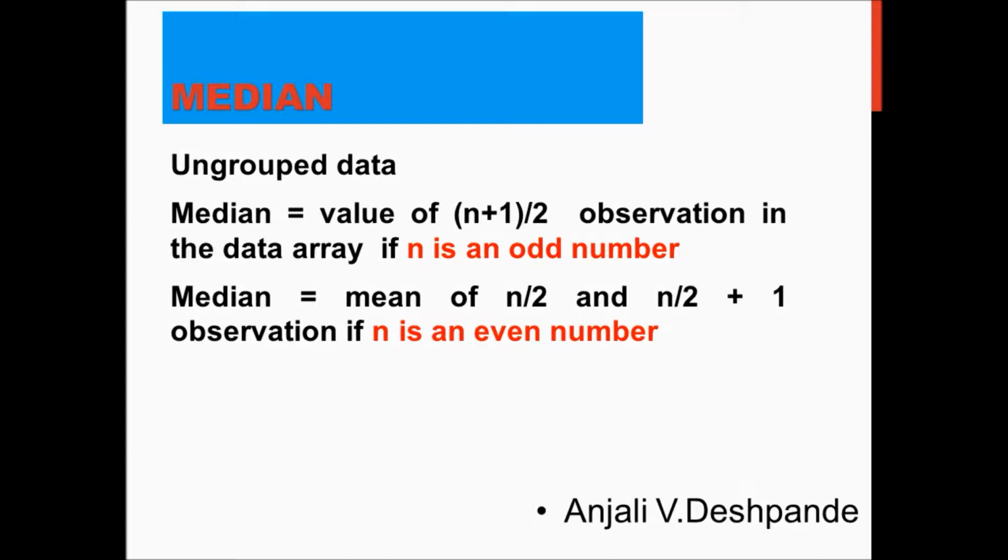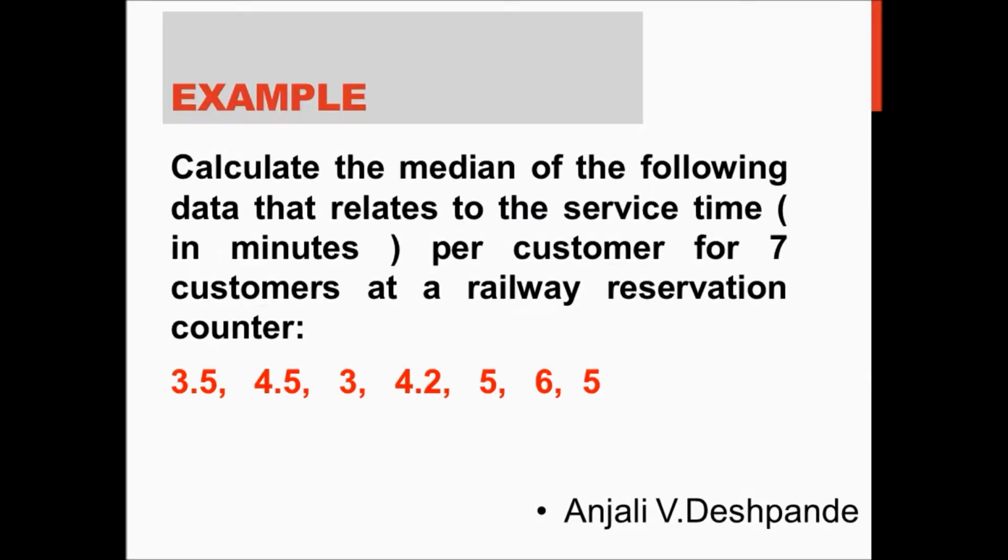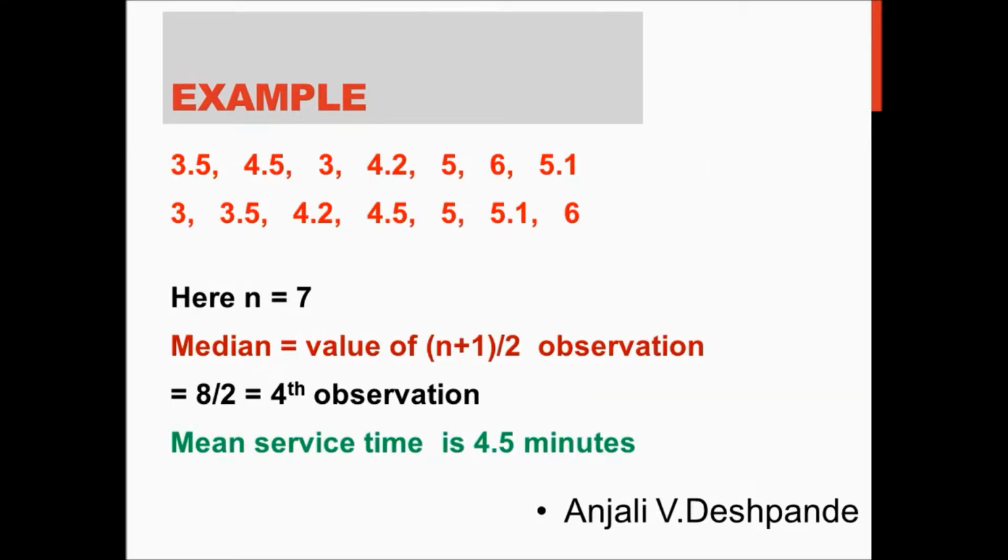median by means of examples. Let us say that we have to calculate the median of some data relating to the service time, given in minutes per customer, for 7 customers at a railway reservation counter, and these are the observations provided to us. The first thing we have to do is arrange this data. Here the data has been arranged in ascending order. After that we make use of the formula to find the median.